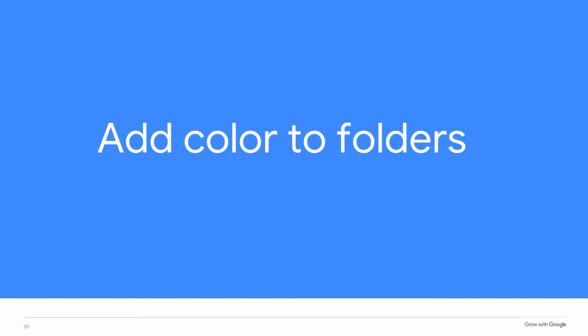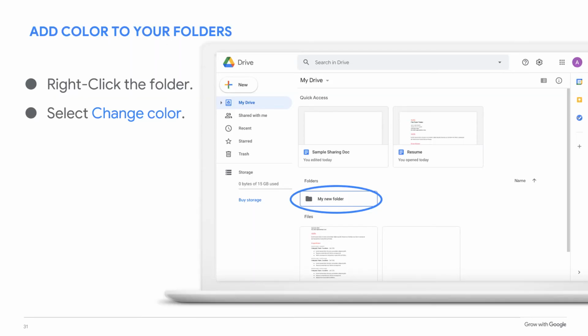Having bright colors on your folders can make it easier to quickly find the folder you're looking for. In this module, you'll learn how to add colors to your folders. Color coding your folders will help you easily find them at a glance.